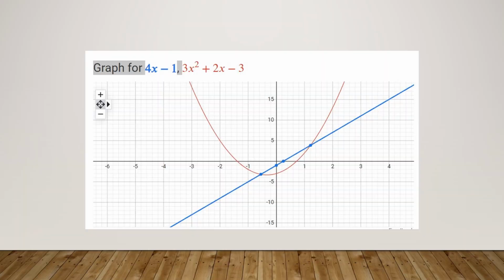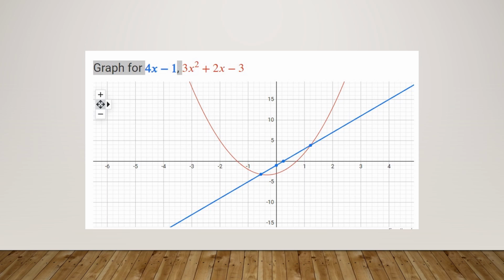So, in this presentation, we see a linear equation denoted by 4x minus 1, which represents the blue line, and a quadratic equation that reads 3x squared plus 2x minus 3, denoted by a red line, or rather a red curve.